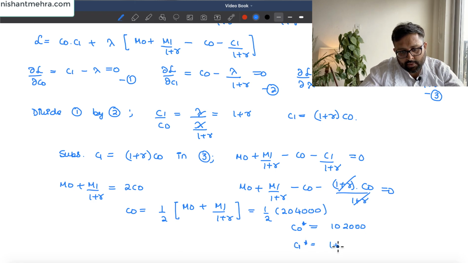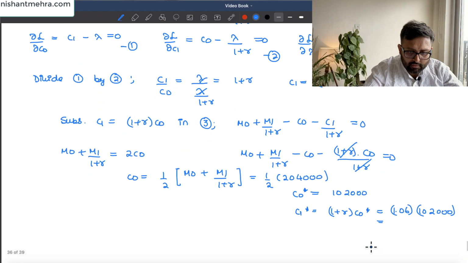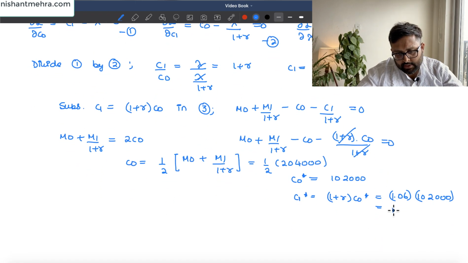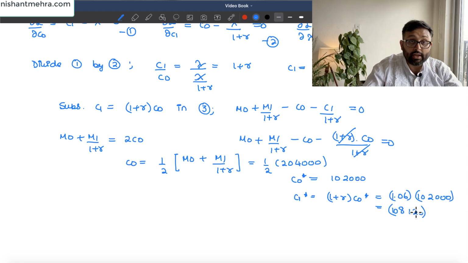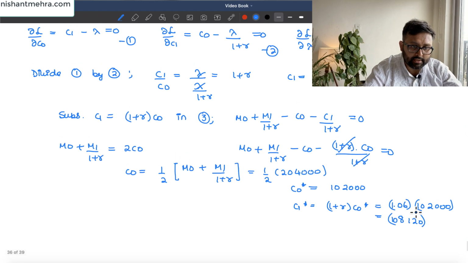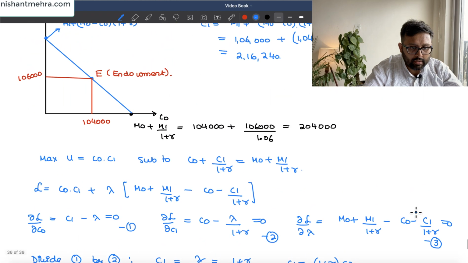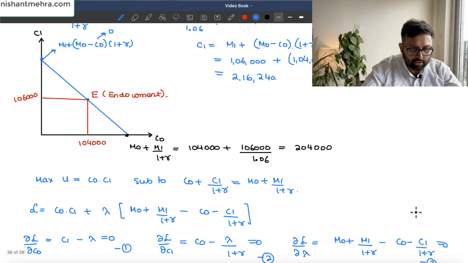And C1 star is what, beta? 1 plus R times C0 star. So it is 1.06 times 1,02,000. Once you calculate it, I think you will be getting 108,120. This is what you will be getting, C0 star and C1 star. So you have 1,02,000 and 108,120.